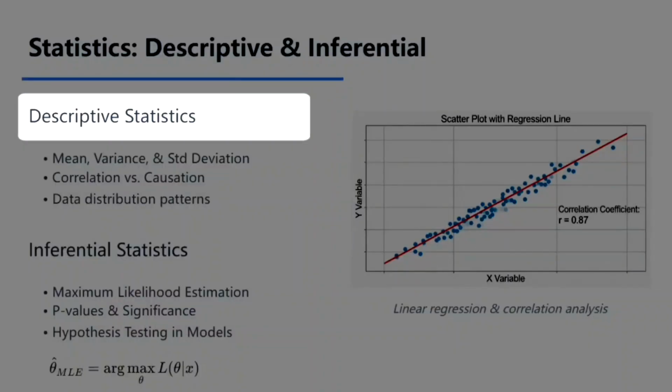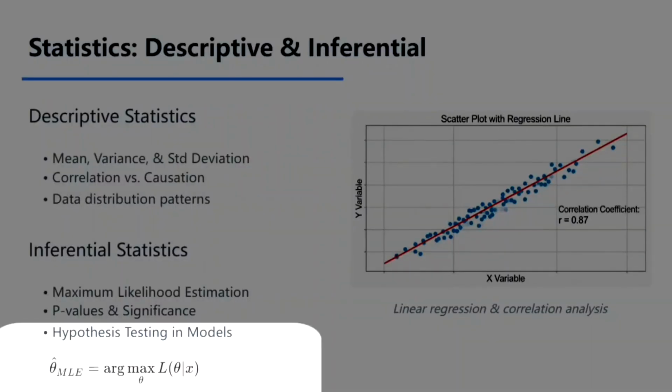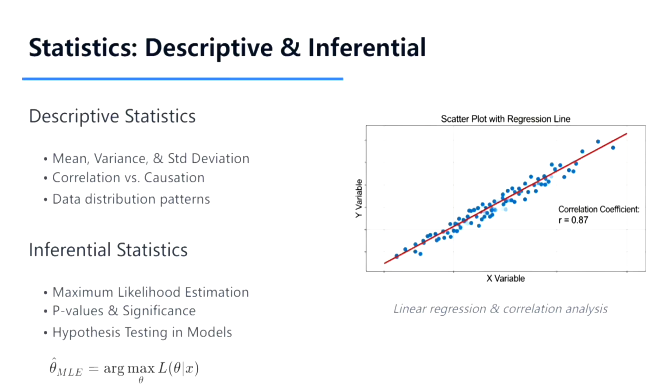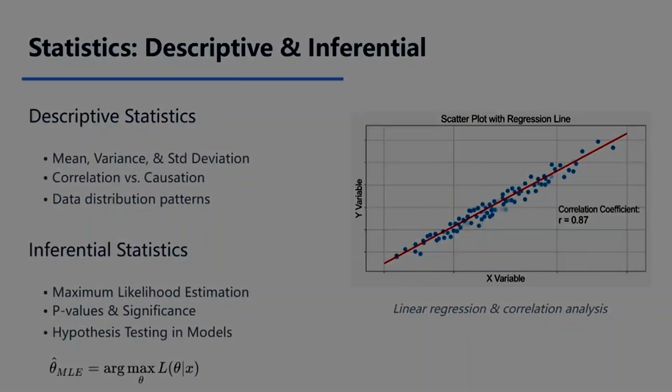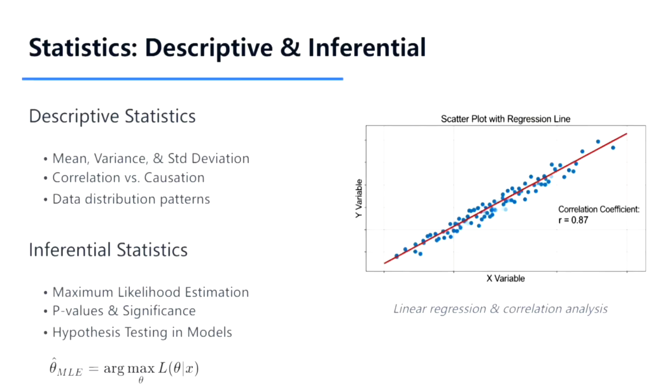One of the most critical tools here is maximum likelihood estimation, or MLE. This formula helps us find the parameter values that maximize the likelihood of making the observations we have, which is essentially how many machine learning models learn. When we apply these concepts to things like linear regression, we use p-values and significance testing to evaluate if the relationships we see are real or just a result of random noise. This ensures our AI models are grounded in statistical truth.